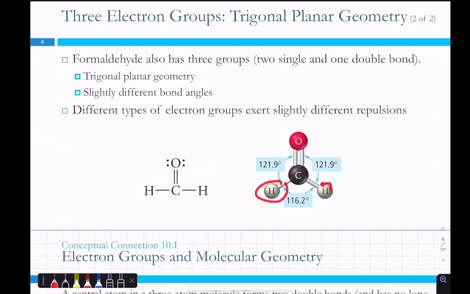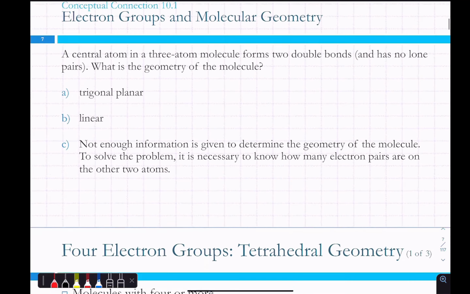Because the hydrogens are not very electronegative, there's not as much repulsive force, so they can get closer to each other, and they want to be farther away from the oxygen. So slightly different bond angles.